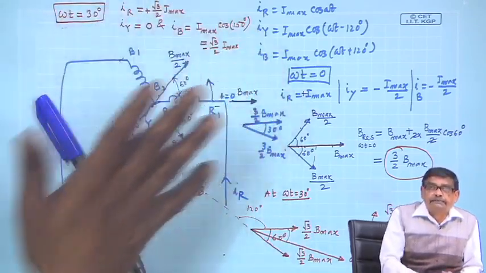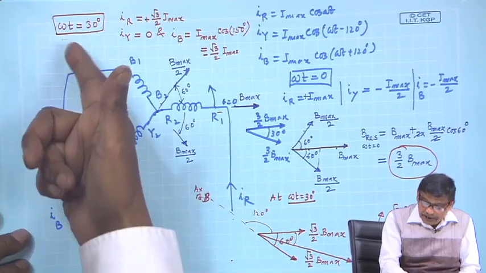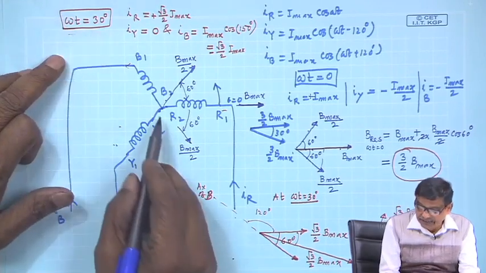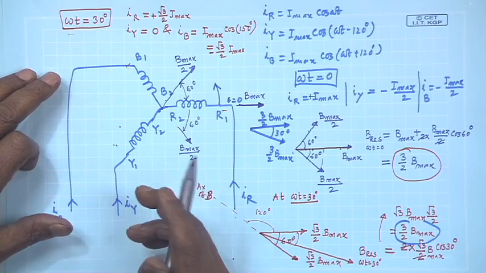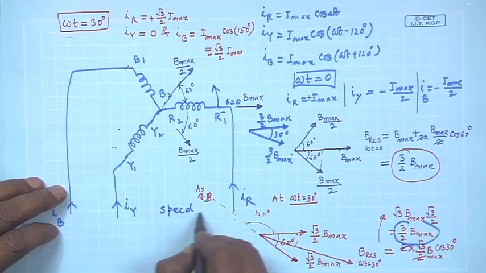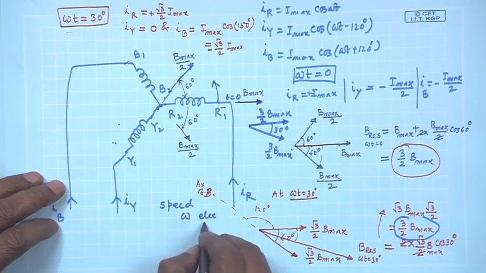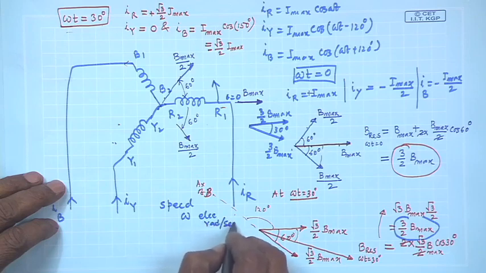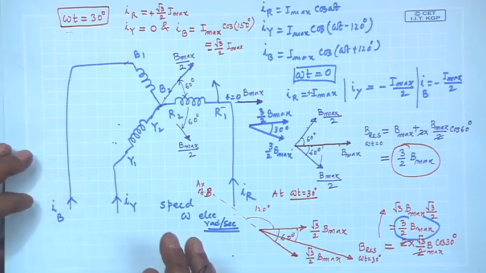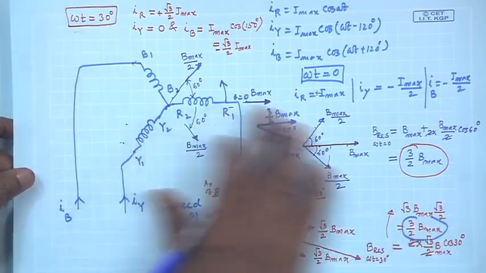in space. What is the speed? Speed is the same as omega, because whatever is the omega t, at 30 degree, by that time it has gone by 60 degree. Therefore, speed is omega, omega electrical radian per second. You must understand it. About speed we will talk at great length after some time, but this is the thing.